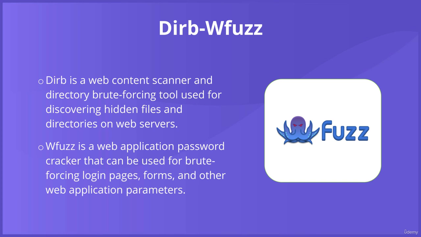Another couple of favorites are DirB and WFuzz. DirB is a web content scanner and directory brute forcing tool, and it gets used for discovering hidden files and directories on web servers. WFuzz is a web application password cracker, and this can be used for brute forcing login pages, forms, and other web application parameters. Both tools are commonly used for reconnaissance and enumeration during web application pen testing, and that helps you identify additional attack surfaces as well as any other potential vulnerabilities.